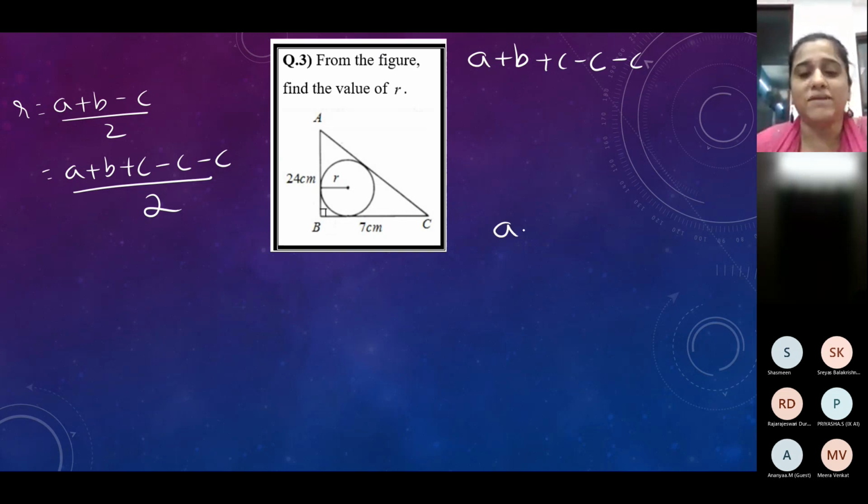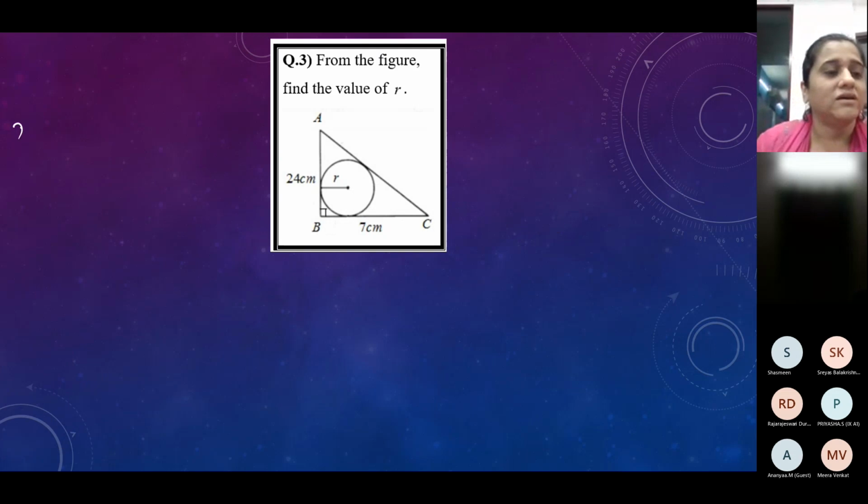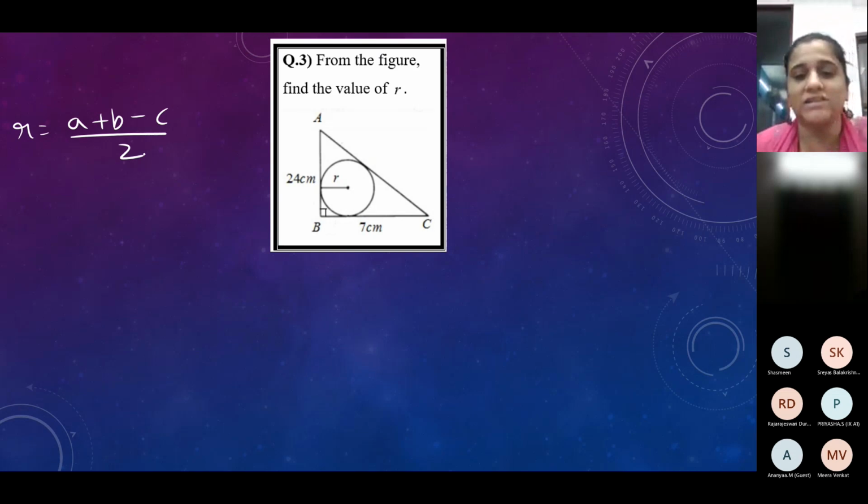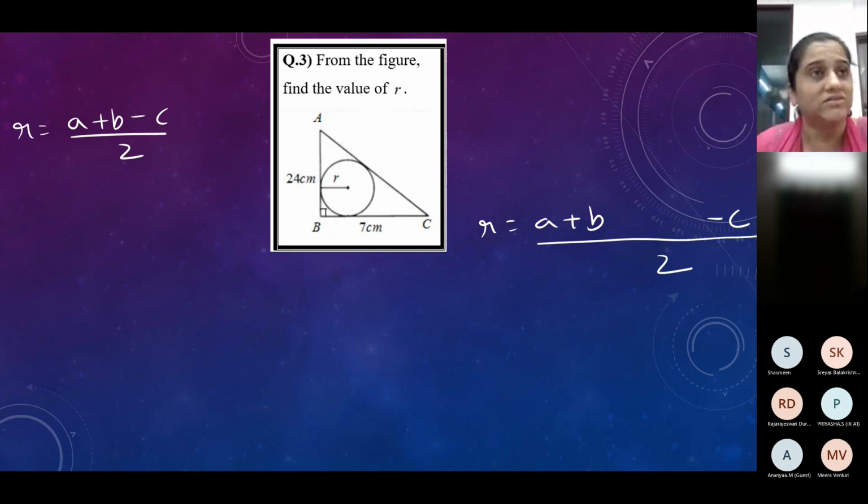Let's do it again. R is equal to A plus B minus C by 2. I'm writing the same thing here, A plus B minus C by 2. Now what I'm doing is adding a C and subtracting a C. So no change. It's like I'm giving you 100 rupees and taking it back from you. So it's the same.